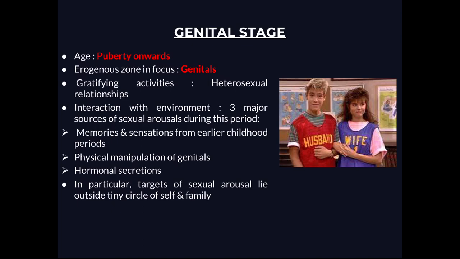Next is the genital stage. It is puberty onwards, and again the erogenous zone is genitals. In interaction with the environment, the 3 major sources of sexual arousal during this period are memories and sensations from the earlier childhood period, that is from the phallic stage, then the physical manipulation of genitals, and hormonal secretions.